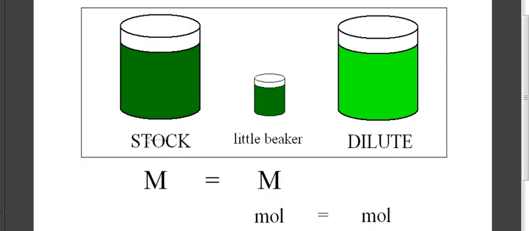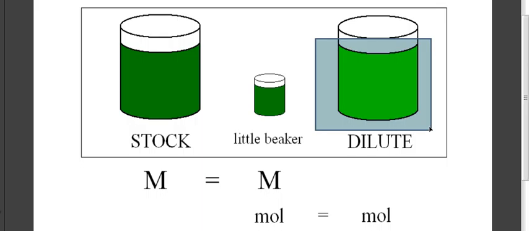Our stock solution is a more concentrated solution. In other words, it has a much higher molarity than our dilute solution. And I'll talk about what little beaker is here in a second. Our dilute solution has a certain number of moles of the material that we're trying to get, but we've added water to it. And you'll notice that the color of the stock is much different than the color of the dilute.